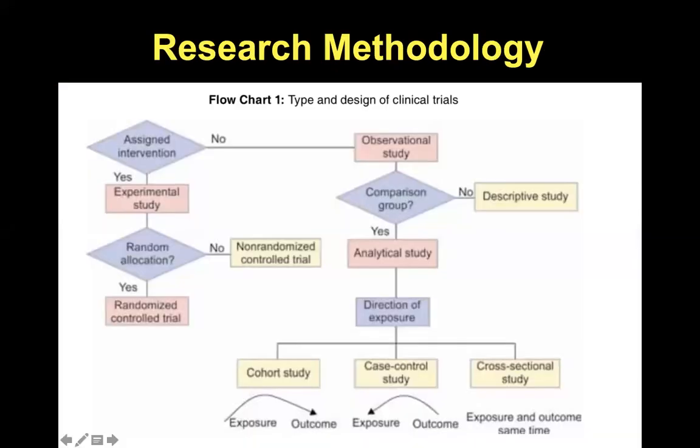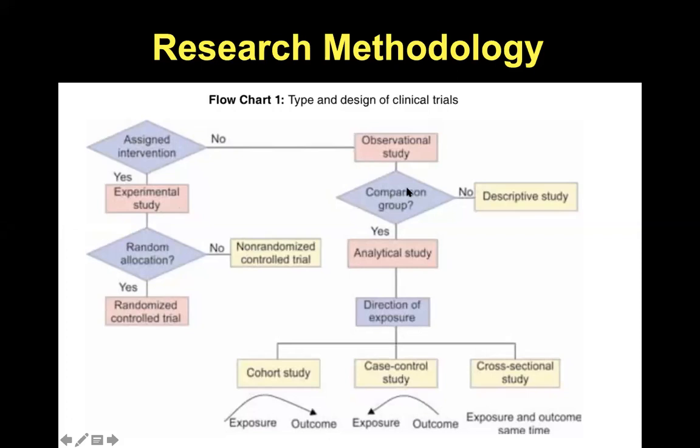So this is how research methodology is. There's a flow chart here on how to design a clinical trial. You assign an intervention and decide whether it's experimental or observational. If the intervention is assigned, the answer is yes, it becomes an experimental study. If you've used randomization, it becomes a randomized controlled trial. If you've not used randomization, it becomes a non-randomized controlled trial. If you haven't assigned an intervention and you're just looking at data, it becomes an observational study.